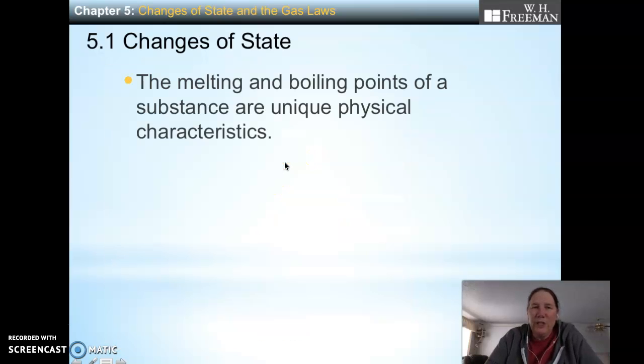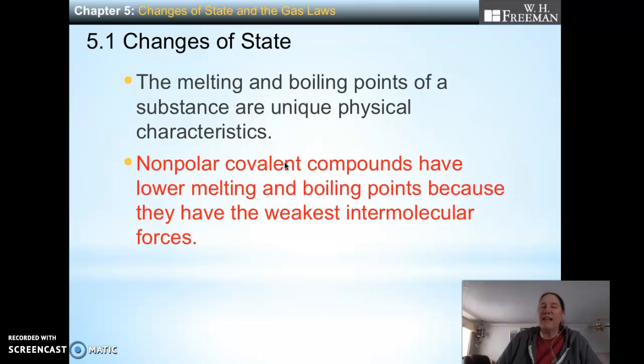Okay, so the changes in phase, when you're melting them and boiling them or whatever, they're going to have different physical characteristics at those points. Okay, if it's a non-polar covalent compound, like oils, soap, some of the organic compounds, they have a lower melting and boiling point because their intermolecular forces aren't very strong. In a non-polar substance, remember, you don't have dipoles, you don't have hydrogen bonding, all you have is dispersion forces, and dispersion forces aren't very strong. So if I take a non-polar covalent compound, it's really easy to melt it.